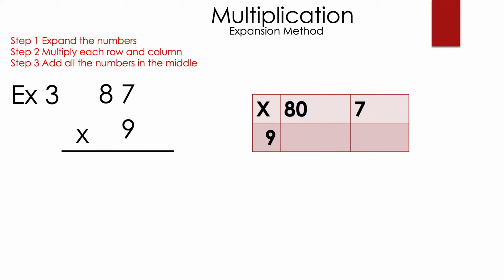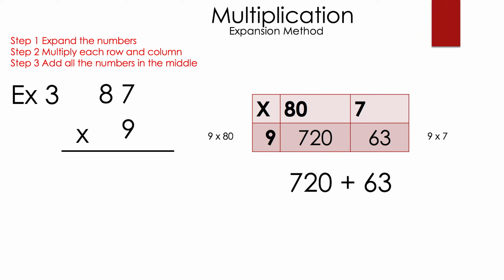So now we need to do step 2 and multiply the 9 times 80, which is 720. Now we need to do the last one, 9 times 7, which is 63. Now we need to do step 3 and add them together, and we get 783. Move it over, and that is your final answer.